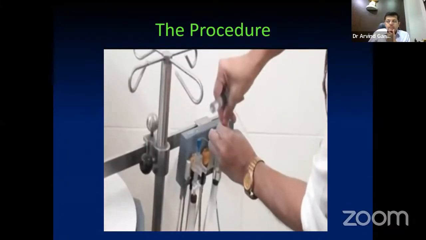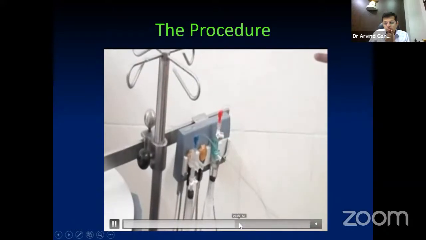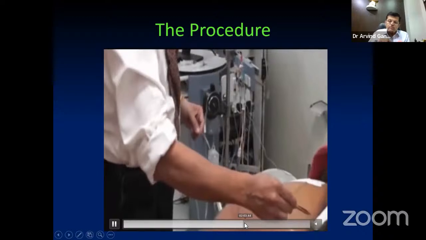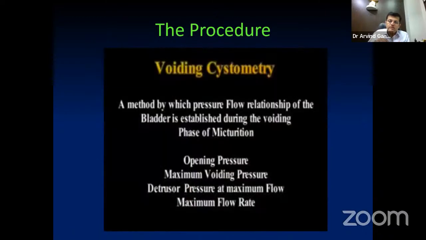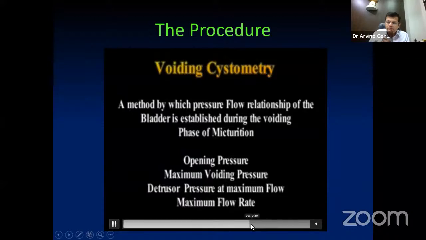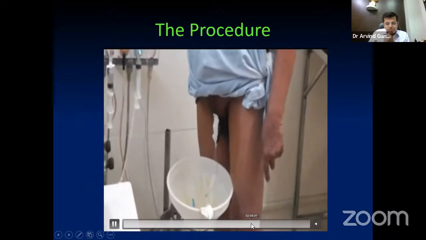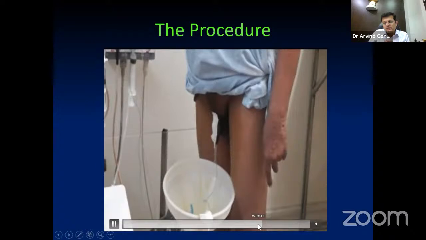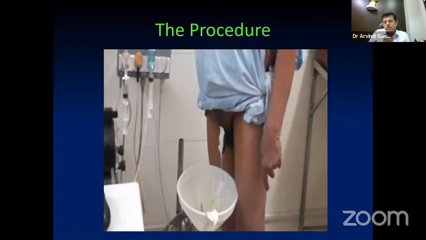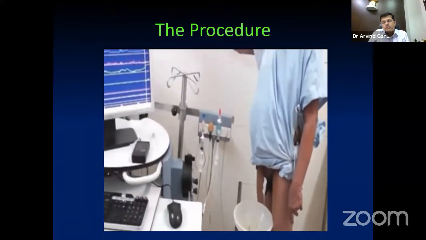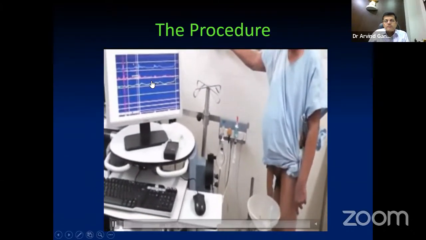Once this is done, the calibration should be done by asking the patient to cough. If on coughing, the detrusor as well as the intravesical pressures show a simultaneous and synchronous uptick, then that means the calibration is done properly. Once the patient has got a normal desire and a strong desire to void, you have to remove one of the tubes, that is the filling tube, and ask the patient to void on the uroflowmetry. And this is how the tracings will be seen.